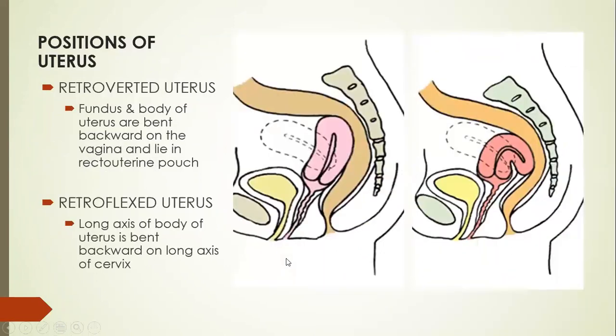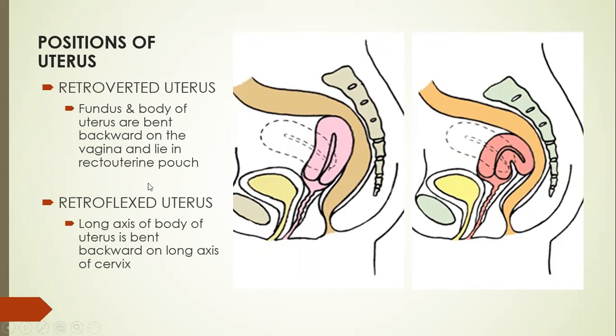If there is any change, then it leads to infertility and a lot of complications. The uterus can be retroverted if it is in the reverse position. If it is in the opposite direction, that is called a retroverted uterus. The fundus and body of the uterus are bent backwards on the vagina and lie in the rectouterine pouch. So it will be bent backward, and there is a pouch called the rectouterine pouch. It will be present within this.